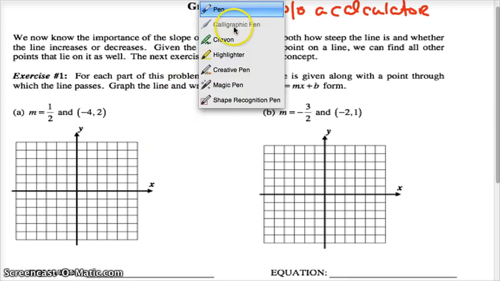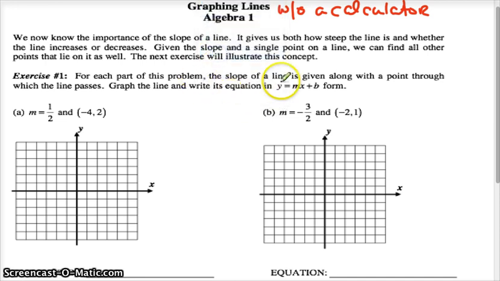So let's just get a highlighter going. And what I would like you to highlight is slope and single point on the line. And I want you to highlight those because if you're given a slope and one point on the line, you have enough information to graph the line. So let's go down to exercise 1.